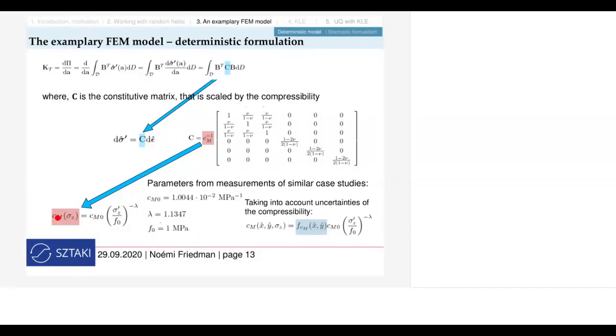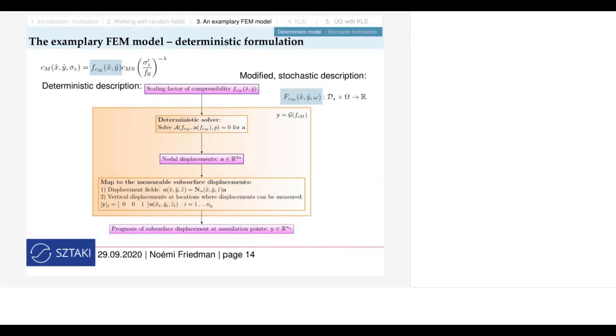And now I show you what happens when I have a random field here. So this is the CM, that was described like that. To take into account my uncertainty, I scale it with this FCM scaling. So this will be my random variable that scales the original compressibility, because I'm uncertain about whether it's magnified or not. Just as a comment, I should probably also treat this lambda value as a random field, because that can also change if my soil is inhomogeneous, but that's another issue.